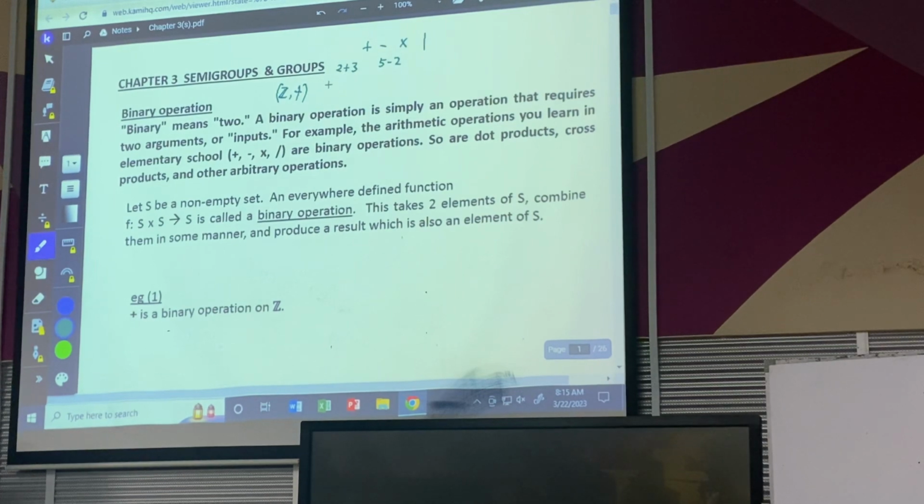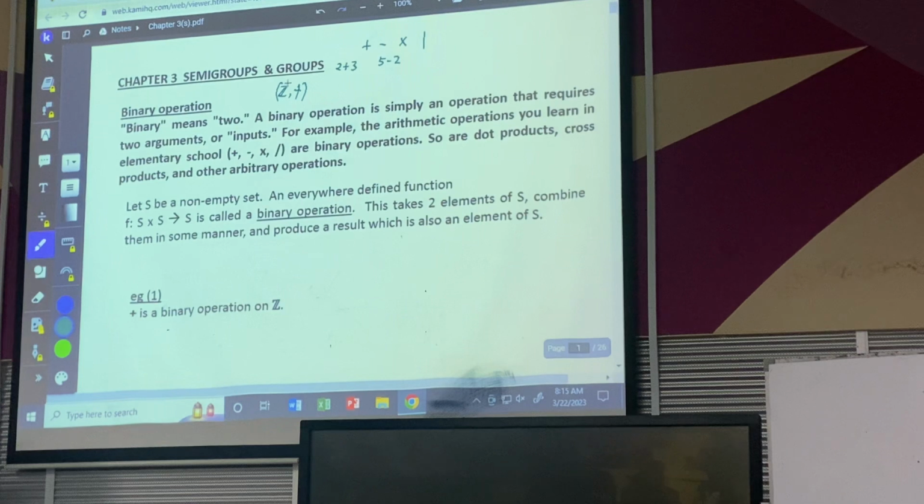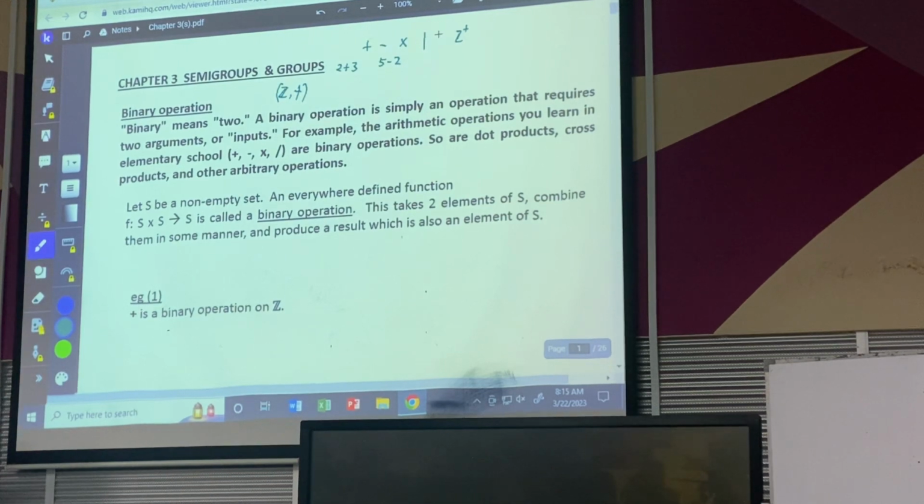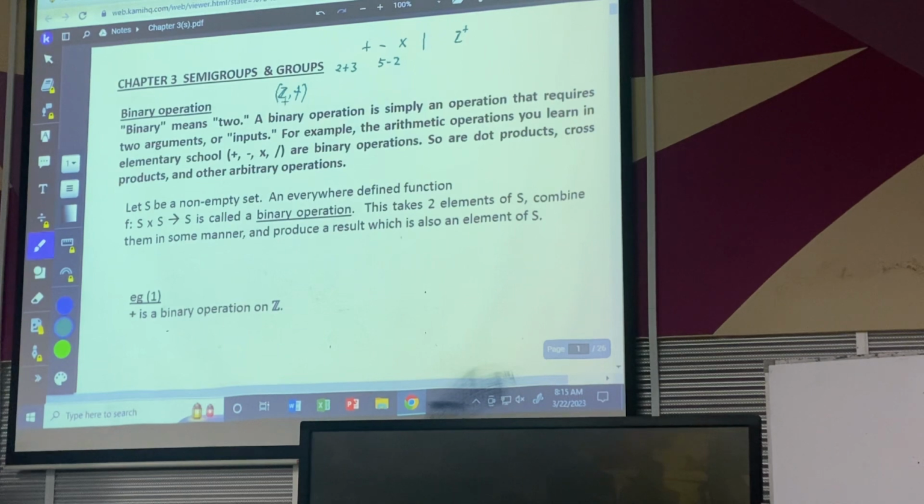Integer here means it can be positive and also negative, because I didn't say positive integer. If I write it like that, it means positive only. If I only put integer, then it will include negative. So do you think that any two integers after plus, you will get back an integer? Yes, right? If this happens, that means the plus here is a valid binary operation on the set of integers.